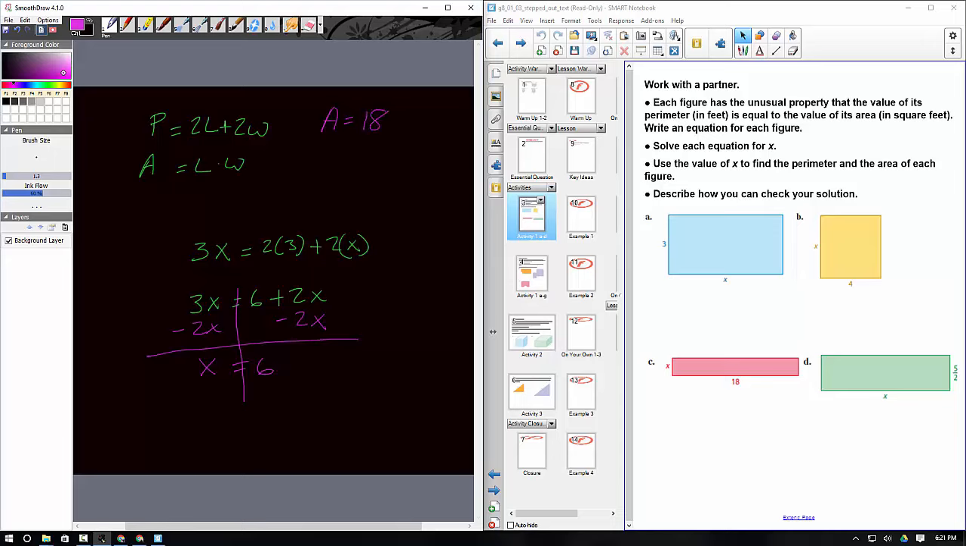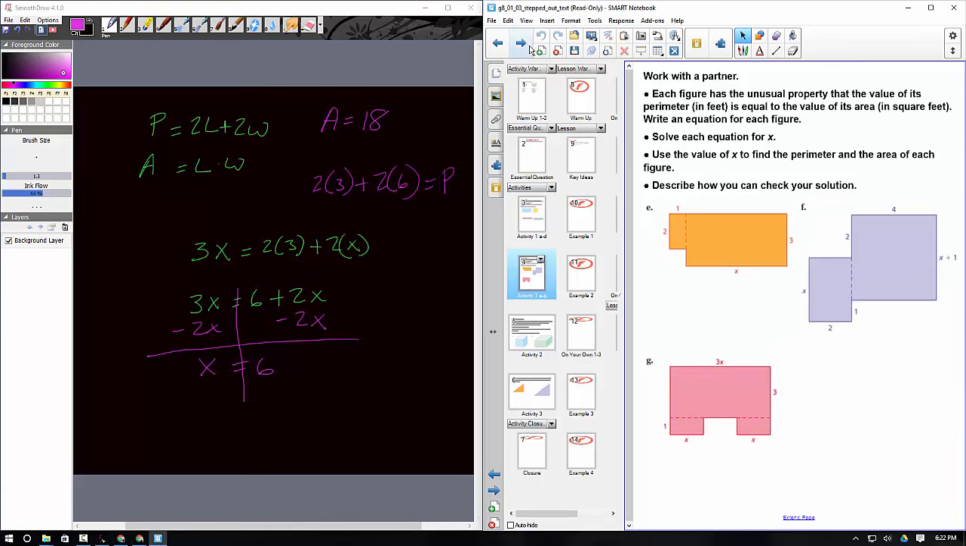And let's just see what happens with the other one. Let's see if it works for the perimeter as well. So I know 2 times 3 plus 2 times 6. So 2 times 3 is 6 plus 12, so 18 is the perimeter as well. So that's exactly what it should have been. And we'll do this for all of these. Same kind of steps.